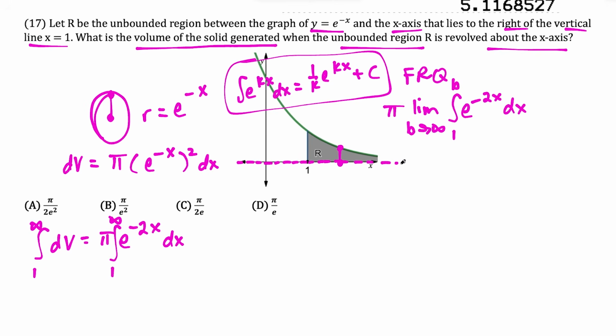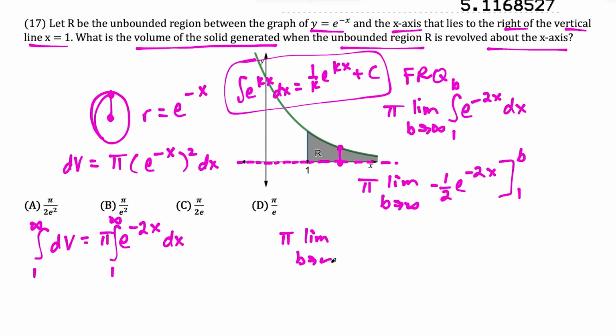So from here, what we're going to have is pi times the limit as b approaches infinity. And now we anti-derive. The antiderivative of e to the negative 2x would be negative 1/2 e to the negative 2x, okay? And our limits of integration here are 1 and b. So now we just plug in. So we have pi times the limit as b approaches infinity.